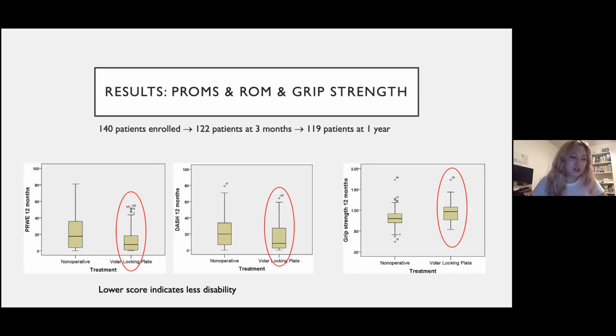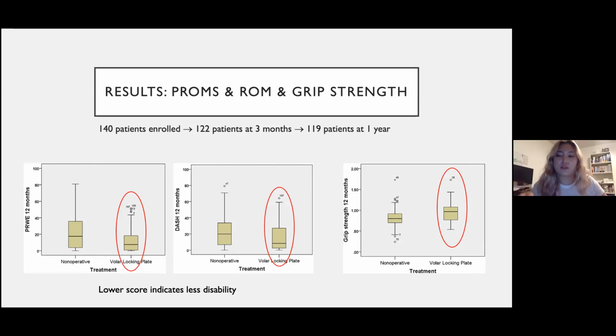Okay, getting to the results. This is just to show that the patient-reported outcomes, the PROMs, were lower in the volar locking plate group. Those are the two images on the left. And a lower score, I think it was said before, indicates less disability. I'll go over the statistical significance of it. This is slightly not statistically significant, but barely, so it's a little ambiguous.